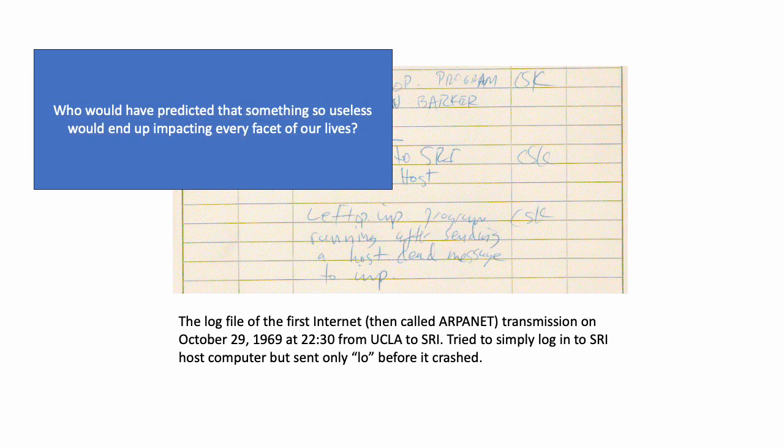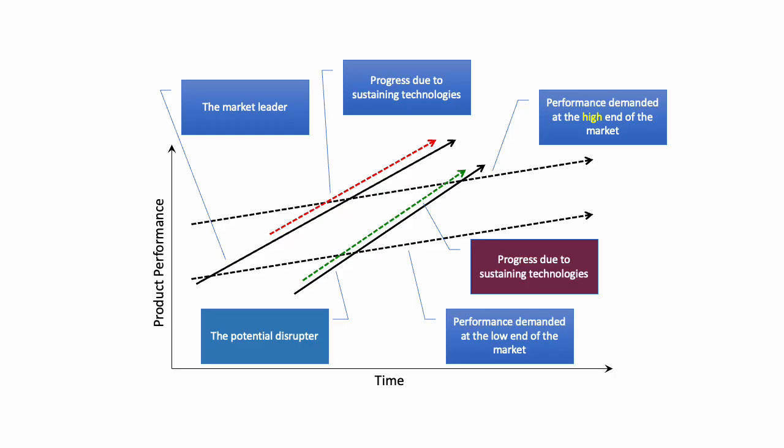Now, who would have predicted that something so useless would end up impacting every facet of your lives? Because this was the internet, the very, very dawn of the internet, connecting computers at a long distance through a network protocol. And what industry has not been impacted by the internet now? But that's how bad it was at the very beginning. You had to have real vision to believe in it.